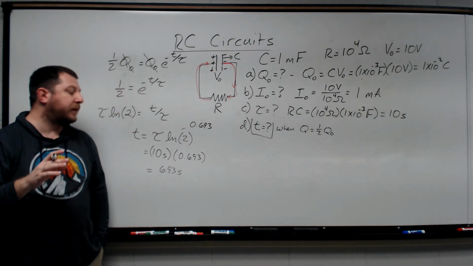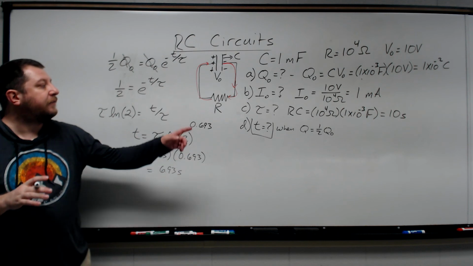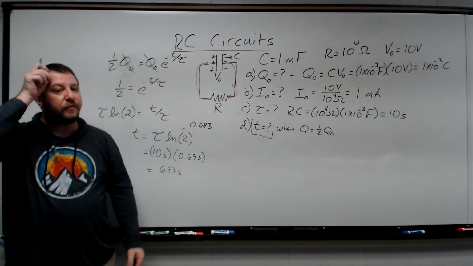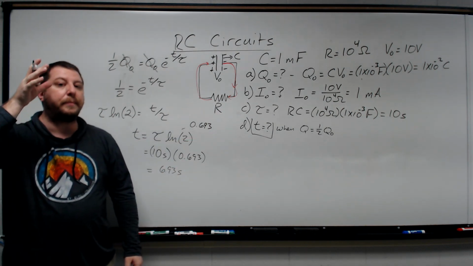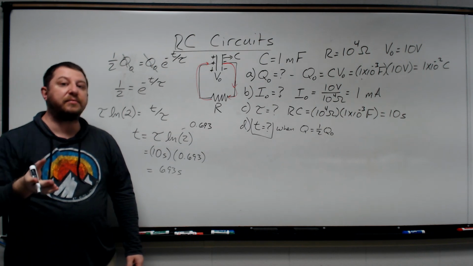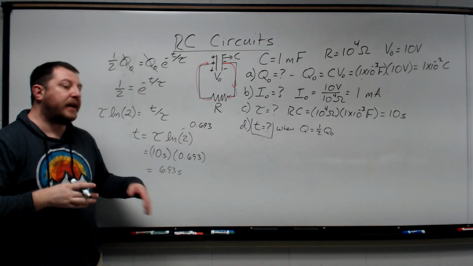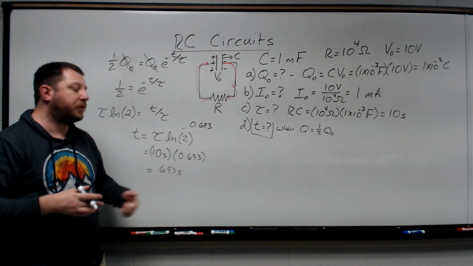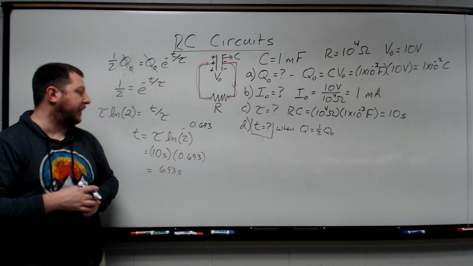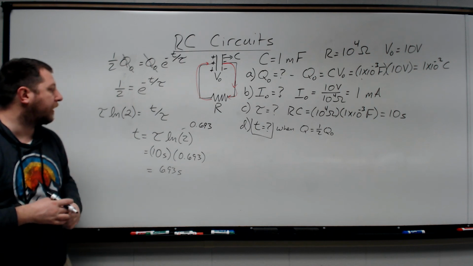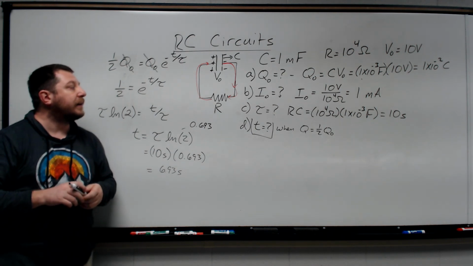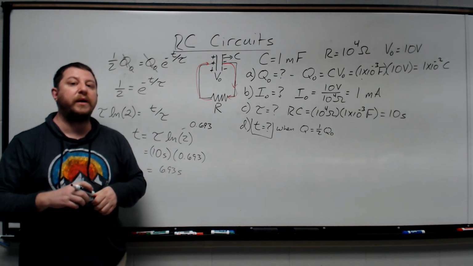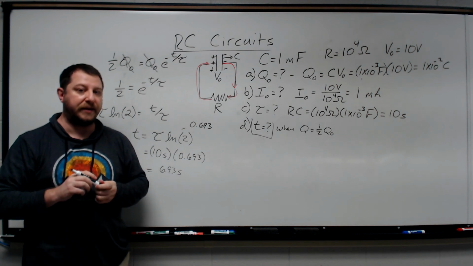And if you think about it, that should make some sense. If it takes 10 seconds for our system to drop by 63.2%, then it should take a little bit less time than that to drop by 1/2. And sure enough, 6.93 seconds fits that bill. Okay? So that is the RC circuit when you are discharging your capacitor.